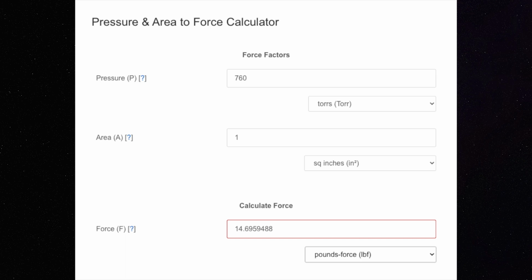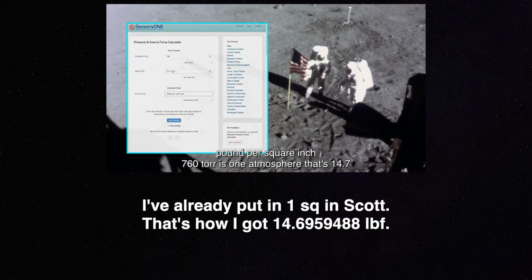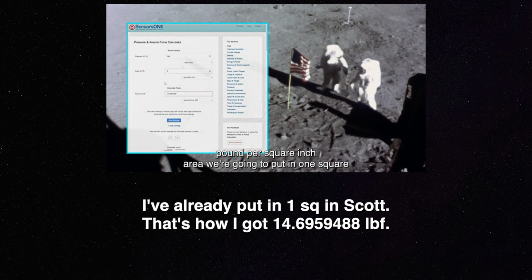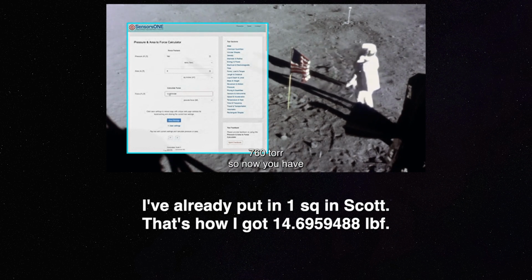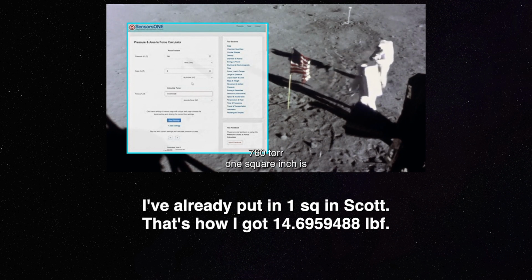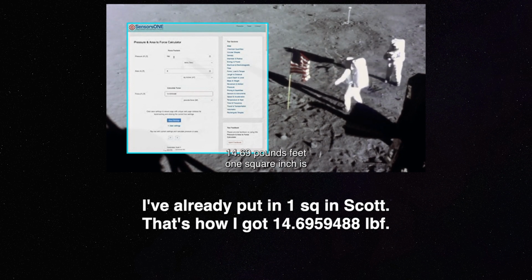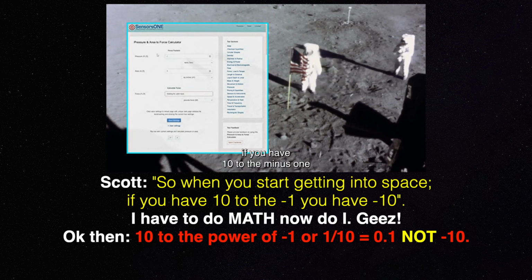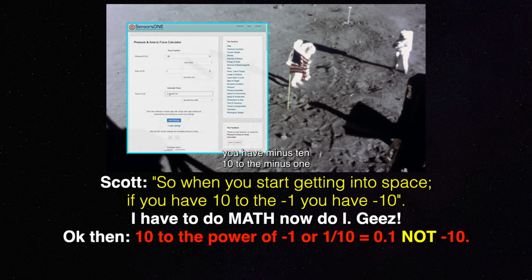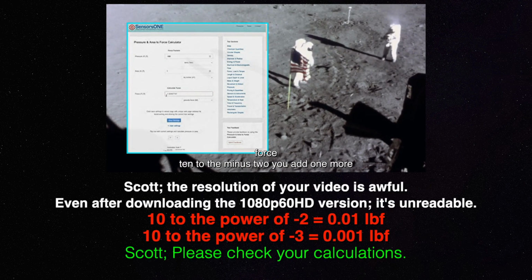So 760 torr is 1 atmosphere. That's 14.7 pounds per square inch. For area, we're going to put in 1 square inch. So now you have 760 torr, 1 square inch is 14.69 pounds-feet of force. So when you start getting into space, if you have 10 to the minus 1, that is the amount of force, very little force. 10 to the minus 2, you add 1 more 0, you still have very, very little force coming in there.